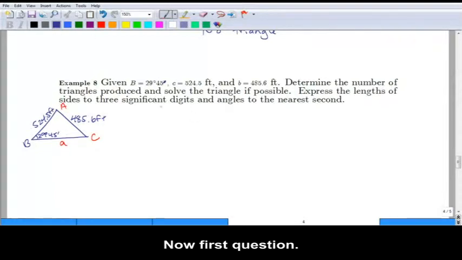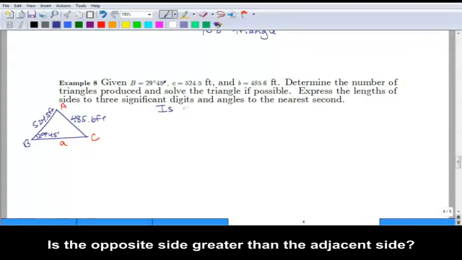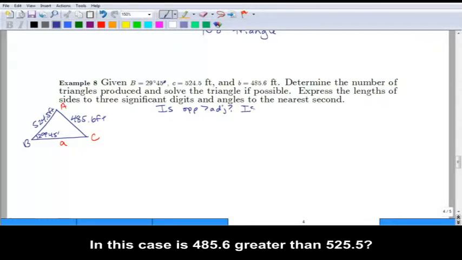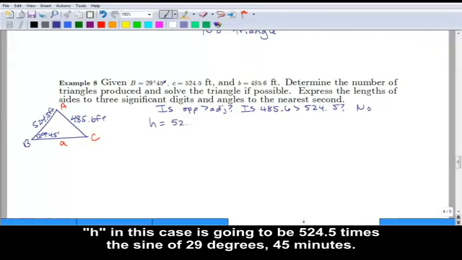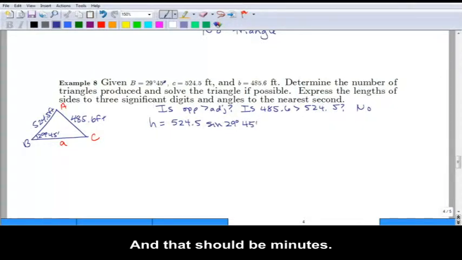Now, first question, is the opposite side greater than the adjacent side? In this case, is 485.6 greater than 524.5? Well, no, it's not. So we need to find h. H in this case is going to be 524.5 times the sine of 29 degrees, 45 minutes.